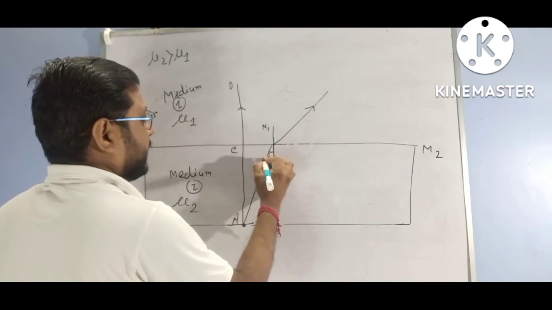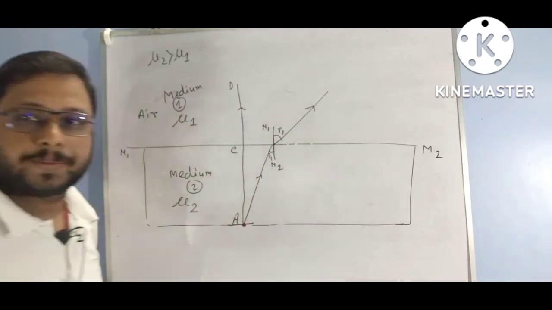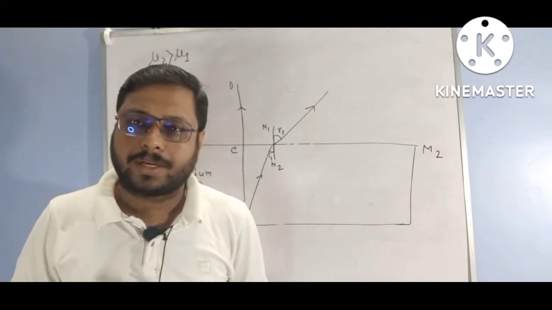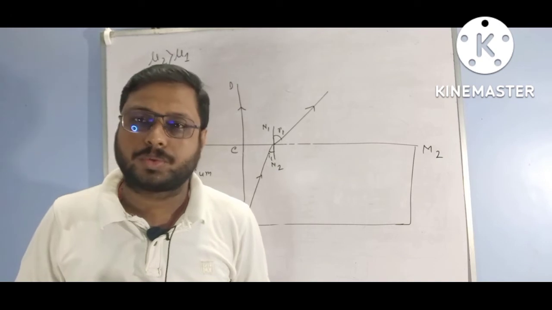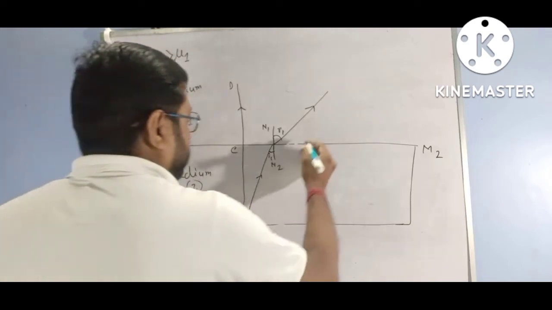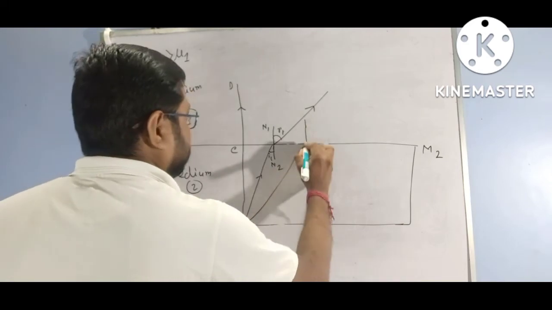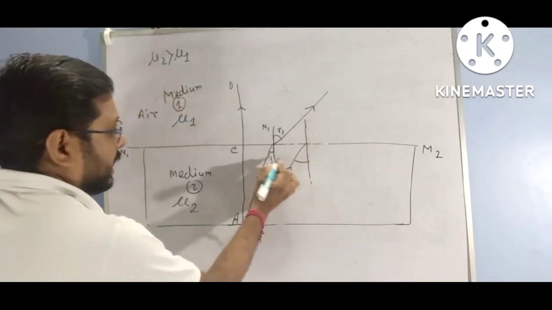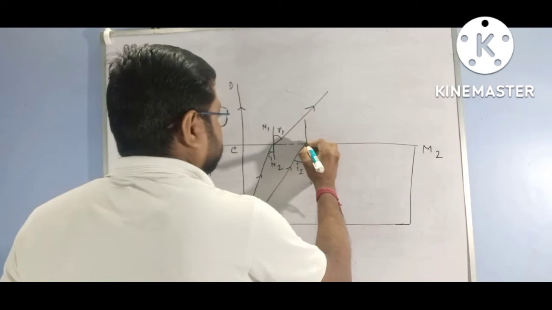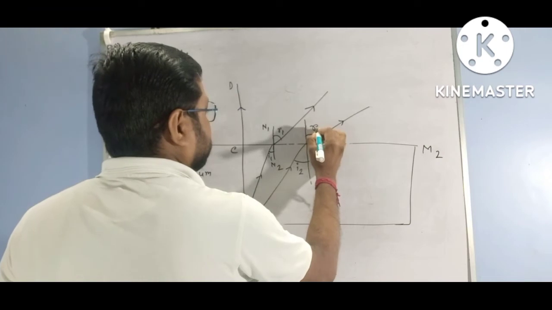This is the angle of incidence I1 and this is the angle of refraction R1. If we increase the angle of incidence, the angle of refraction also increases. So if we increase the angle of incidence from I1 to I2, the angle of refraction also increases, that is, the ray bends more than in the previous case. This is R2.